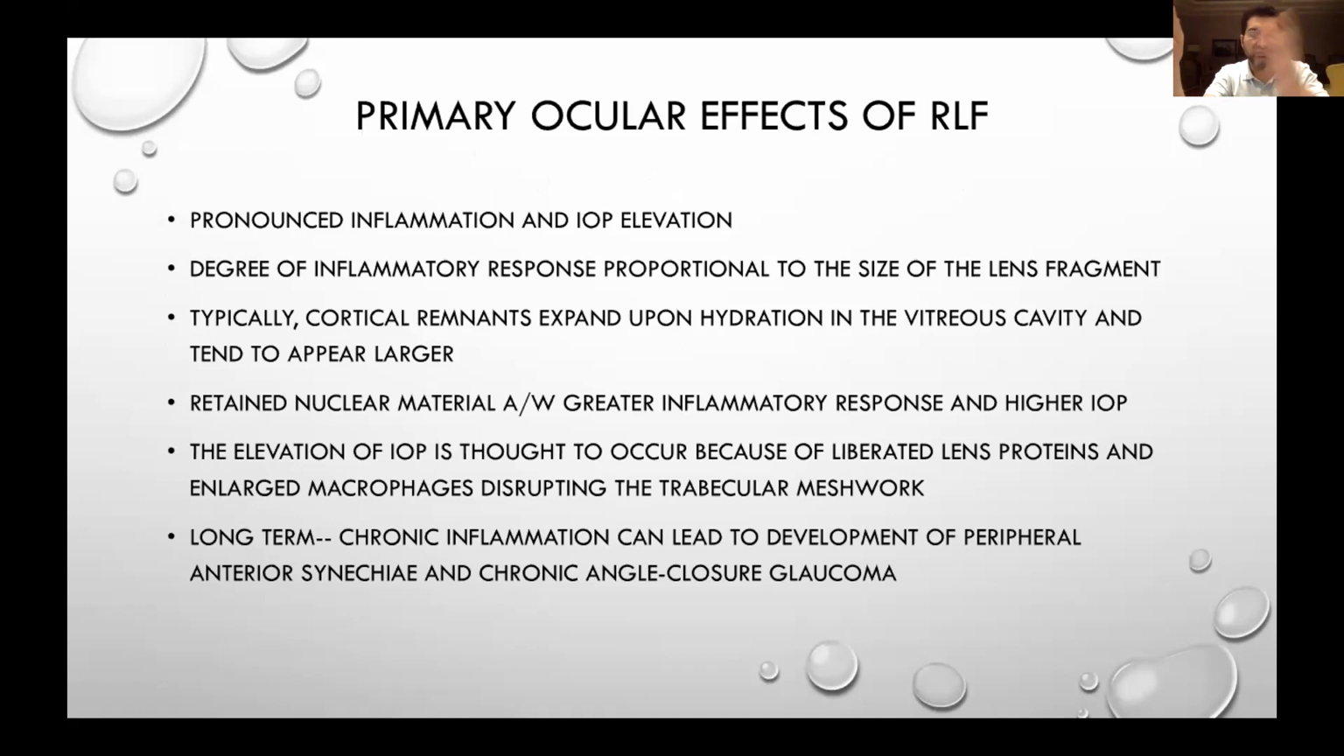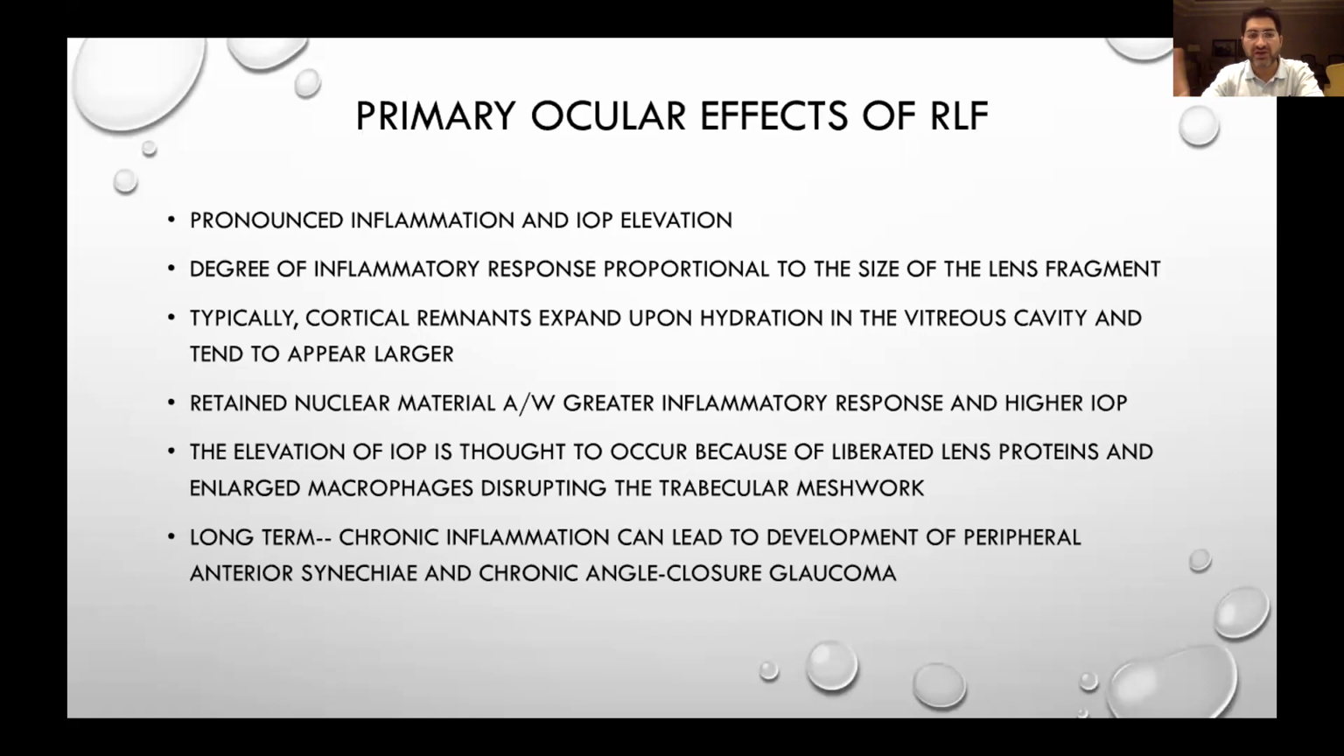So the degree of the inflammation and intraocular pressure is usually proportional to the size of the lens fragment. Typically a cortical remnant can be small, but it hydrates usually within post-operative days. So the retina specialist will look into the eye and assess the size of the cortical remnant, and that's important to determine whether the surgeon will go into observation or do vitrectomy.